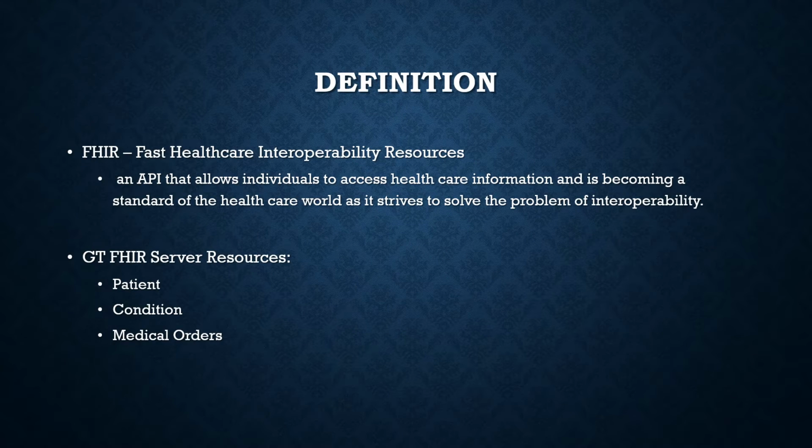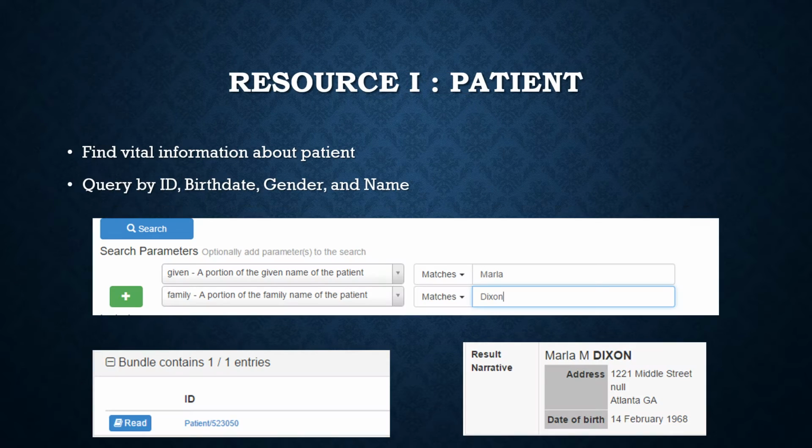Okay, so what exactly is FHIR? FHIR stands for Fast Healthcare Interoperability Resources. It's an API that allows individuals to access healthcare information, and is becoming a standard of the healthcare world as it strives to solve the problem of interoperability. Today we're going to be looking at FHIR by looking at three main resources, which are patient, condition, and medical orders.